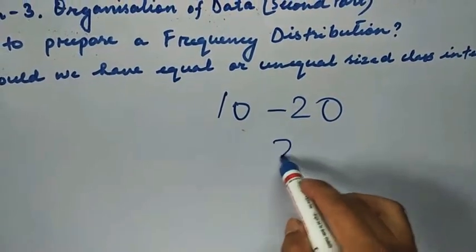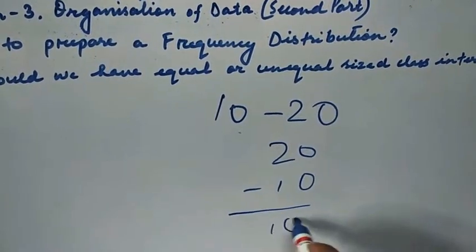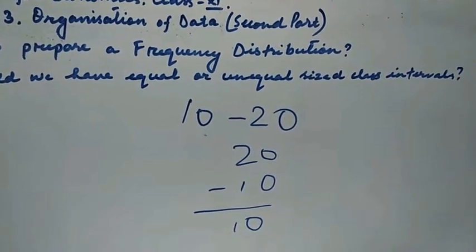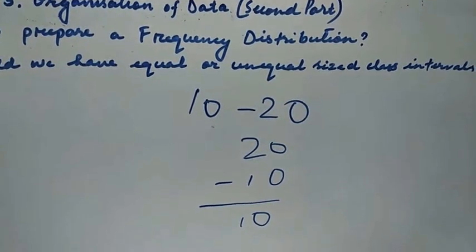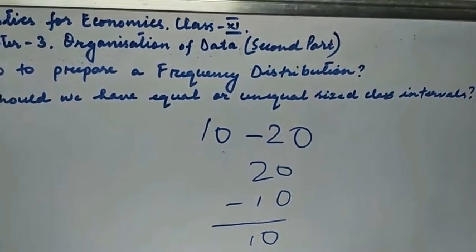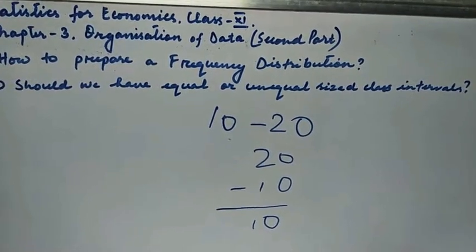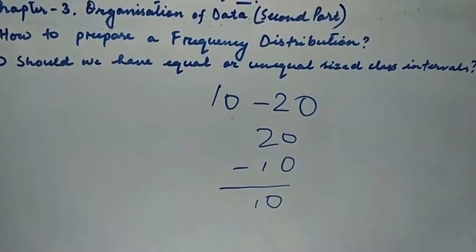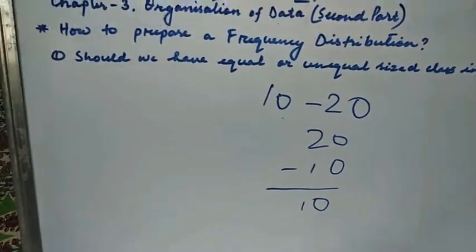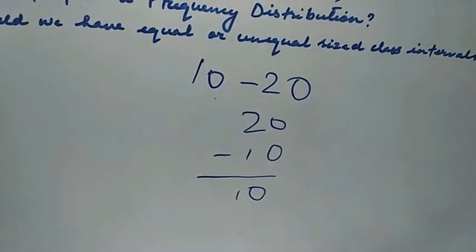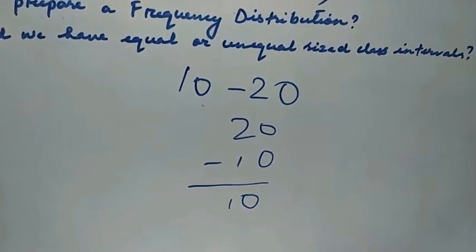It is the difference between this. So 10 is the class width, or the class interval, for 10 to 20. So that is an example of a class interval. So the question is, should we have equal or unequal size class intervals? That is the question. There are two situations in which unequal size intervals are used.